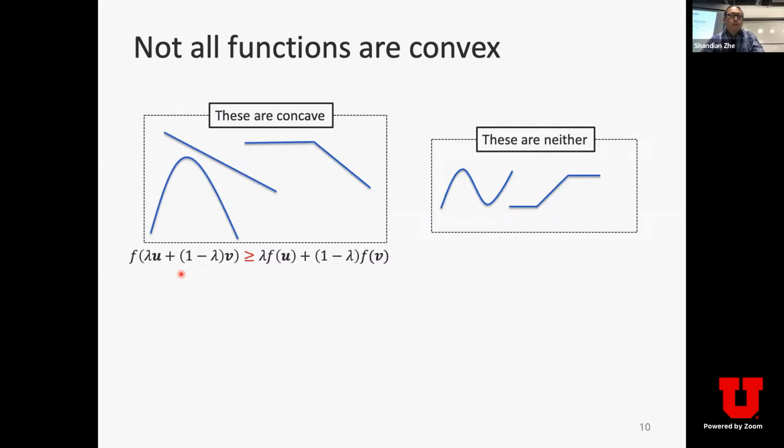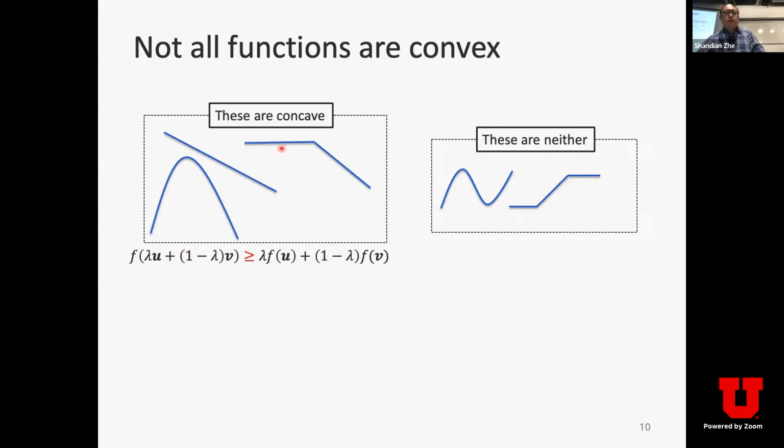And in the definition, if you reverse the direction of the inequality, say, if the evaluation of the combination of the inputs is bigger than or equal to the combination of the function evaluations, this type of function is called a concave function. A linear function is also a concave function. And if you just flip your quadratic function, it's a concave function.